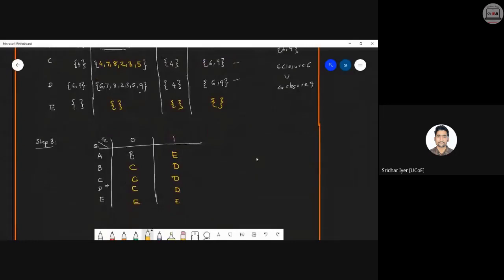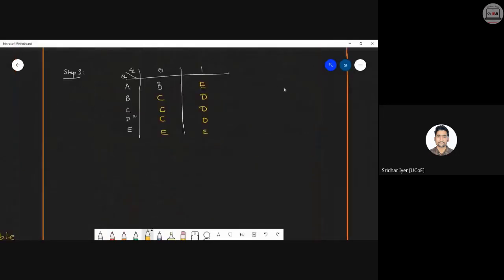Correct? So have a look at this table. If any further minimization is possible, kindly let me know. That will be your final step. That is DFA to minimized DFA. And then draw the diagram.